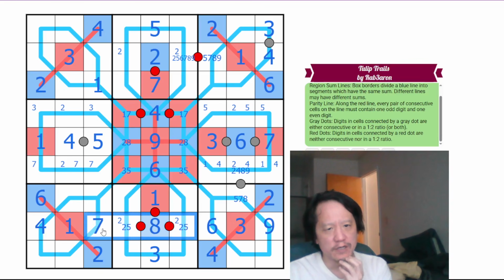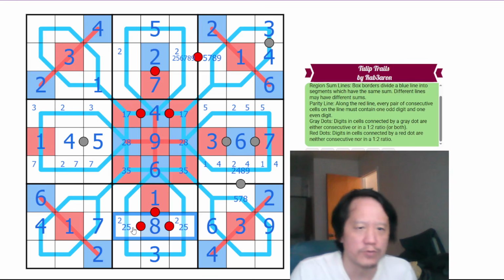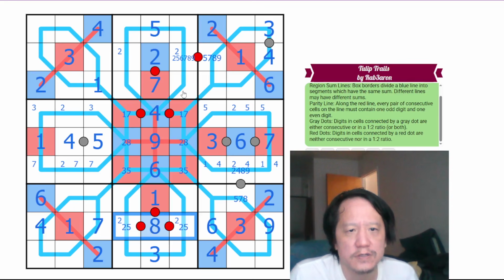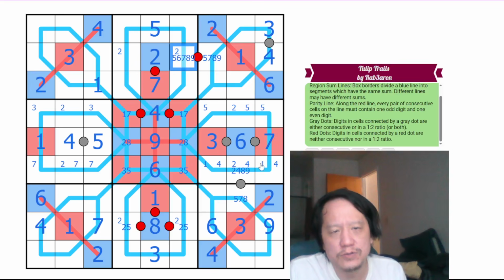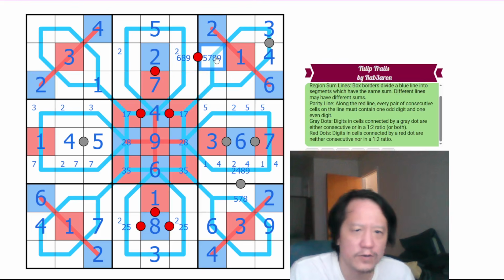Because 8 is not in a 1-2 ratio with 2, it's not consecutive with 5, and it's not consecutive with 2 either, or a 1-2 ratio with 8. So no 2 here, no 5 here, no 7 here.